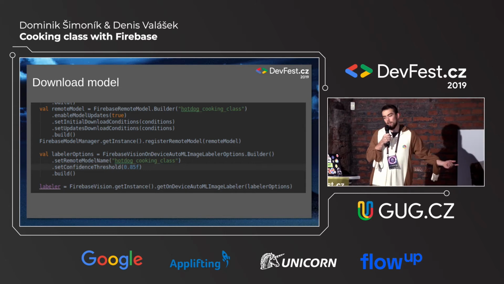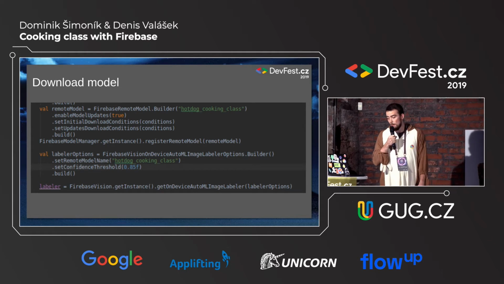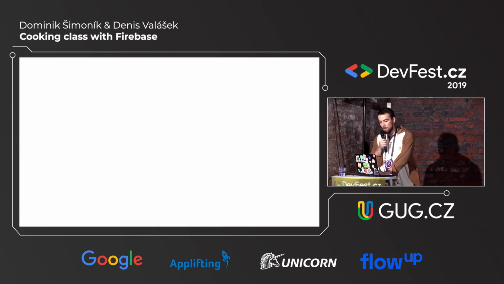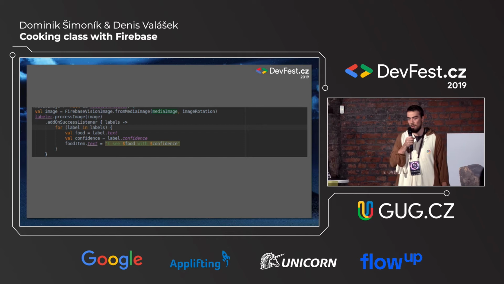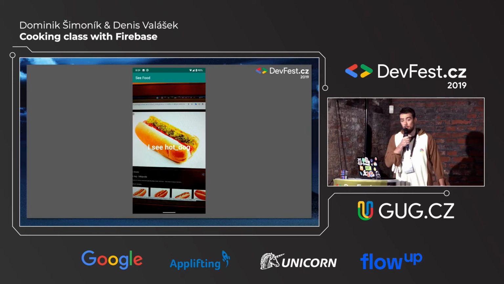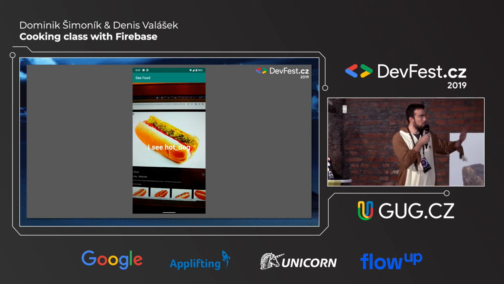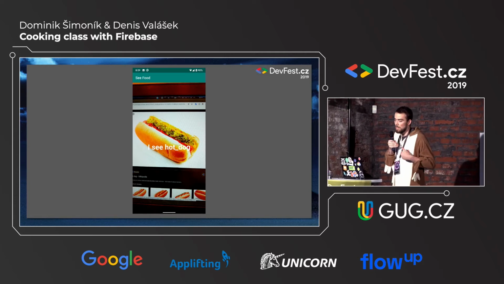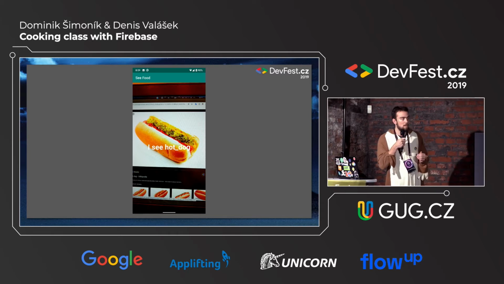You create the labeler from the Firebase ML Vision and set the remote model name. And after your labeler is created, you process the image that is received from your camera. It's easy like that. And yeah, it's working. That's how simple it is to use AutoML in your app. For example, I'm not a machine learning expert, and I was able to use machine learning in 15 minutes.